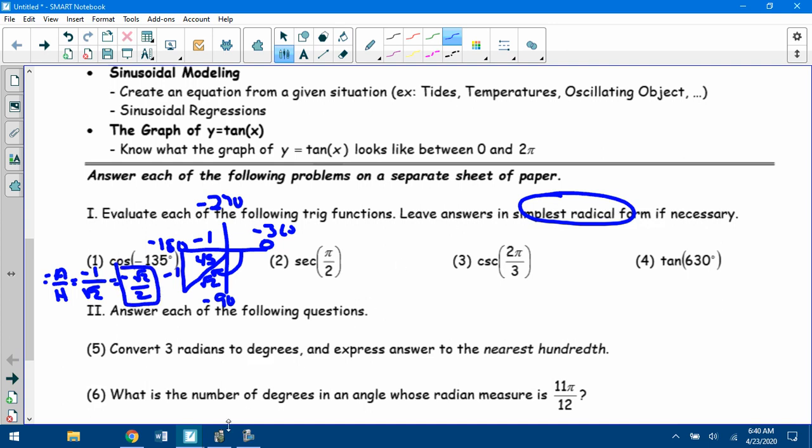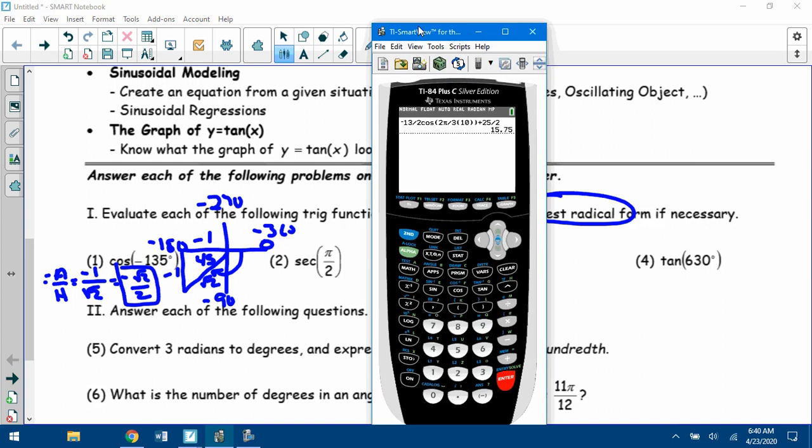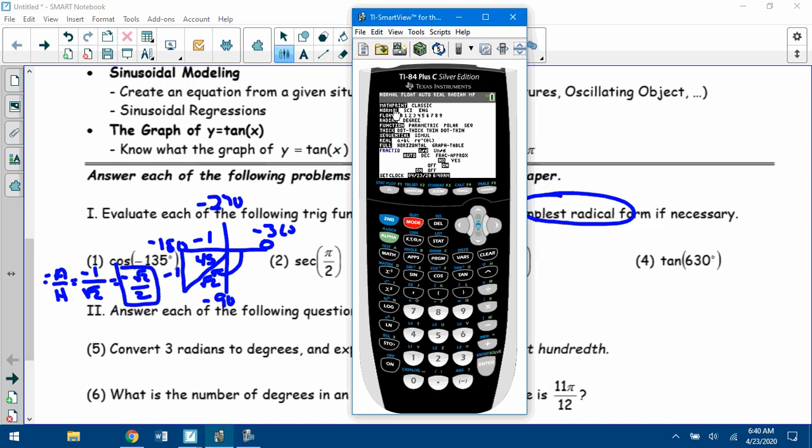Now don't forget you can also check those on your calculator, but be careful of your mode. So if my mode was in degree, because this is 135 degrees, I'd be typing cosine of -135. And I get that big long decimal. But then you can type in your answer, negative radical 2 divided by 2, and you get the same big long decimal. All right, so that's this section.